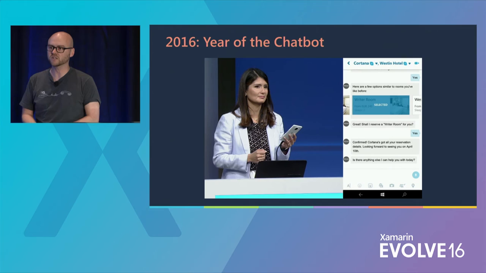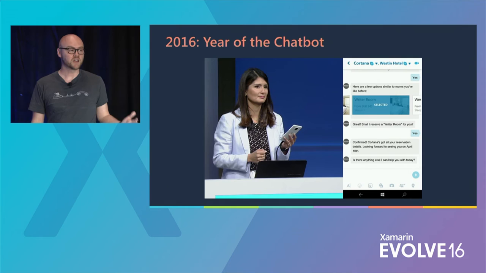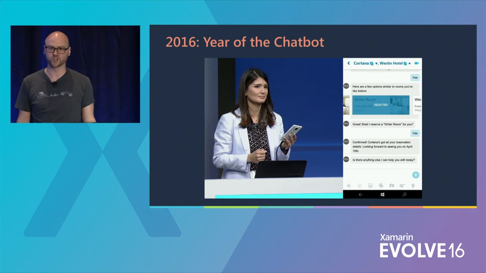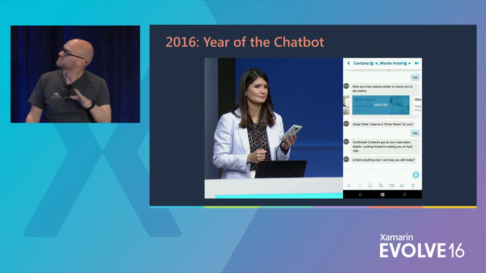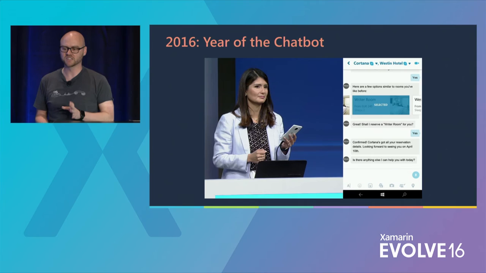What's going on here is that through talking to Cortana in Skype, Cortana has ascertained that for an upcoming trip, I might need a hotel. So that's the question that's happening a little bit above the fold here. If you watch the Build keynotes, you'll see this. But happening just above the fold is that assessment that you might need to book something. And Cortana pulls in the Westin hotel bot.